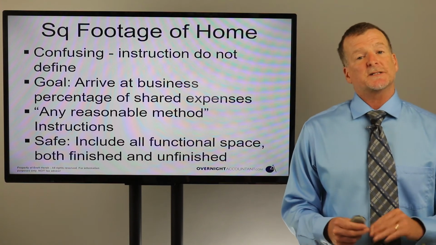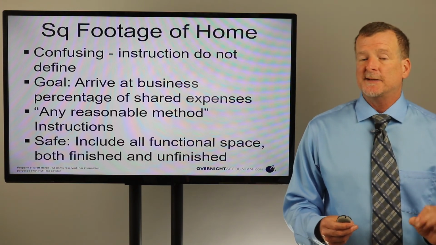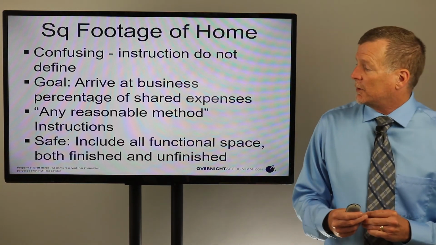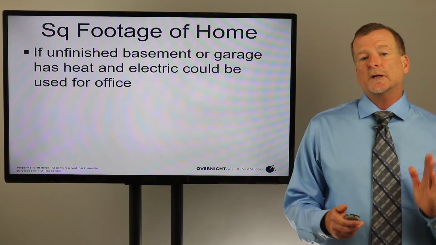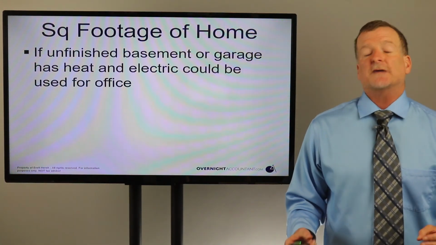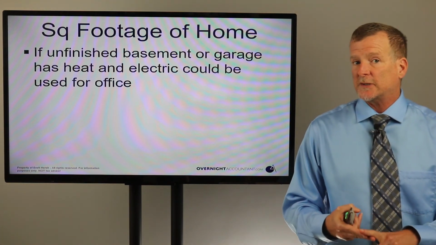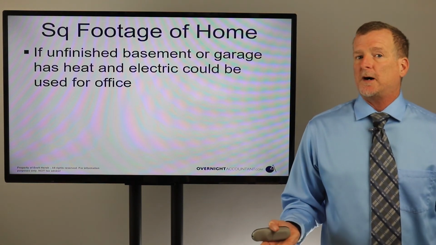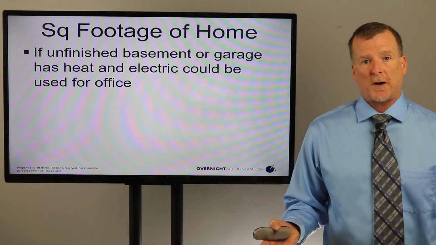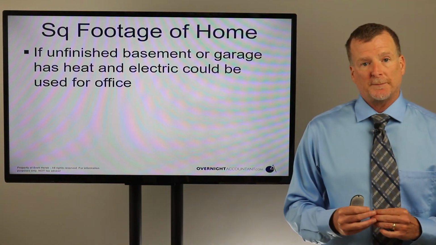To be safe, and this is how we generally do it, you want to include all functional space, both finished and unfinished. That would include, let's say, a basement or a garage. If it has heat and electric, that's what I mean by finished and unfinished. As long as it has heat and electric, you could use that area for your home office. I have many clients that use a garage for a home office, and many clients will also use part of their basement for a home office.